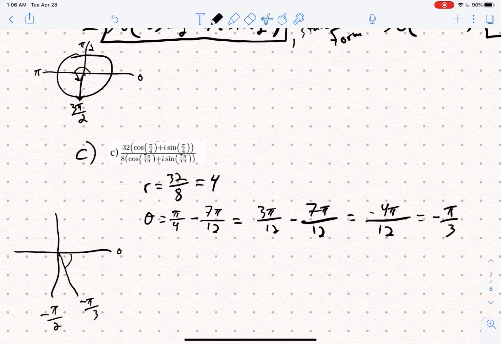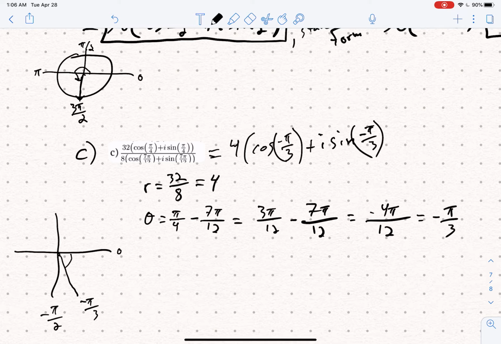All right. From this r and this theta, we can directly write down the solution to this division problem. This is equal to 4 times cosine of negative pi over 3 plus i times sine of negative pi over 3. And we'll just pop those into parentheses to make sure everything's nice and tidy. This is our answer in polar coordinates.